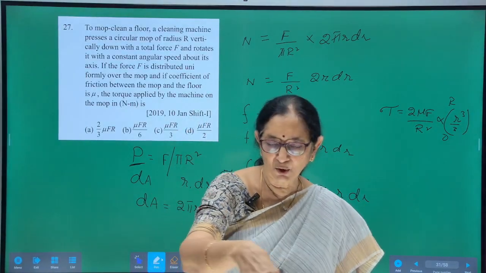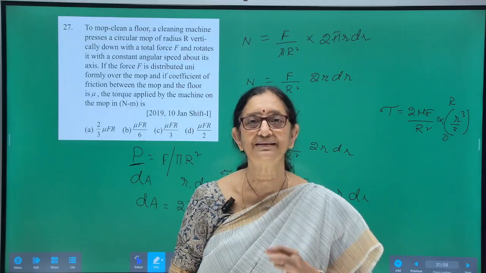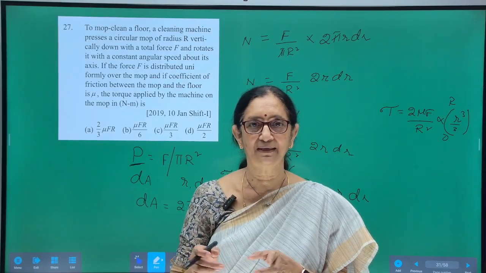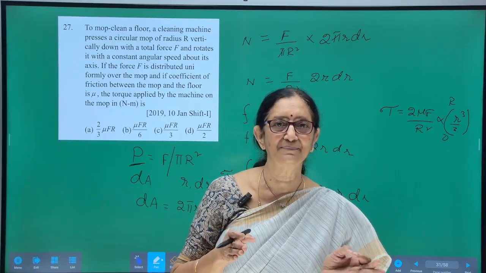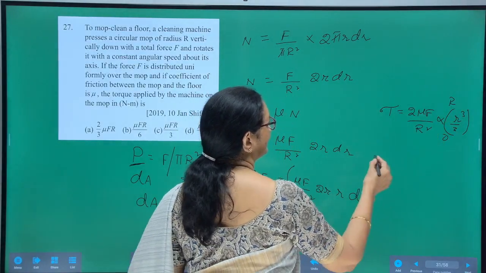Actually, the total radius of the entire circular mop is R. We have considered an annular disc of radius small r and thickness dr. So, that thickness extends from 0 to capital R. That is why we have integrated within the limits 0 to R.